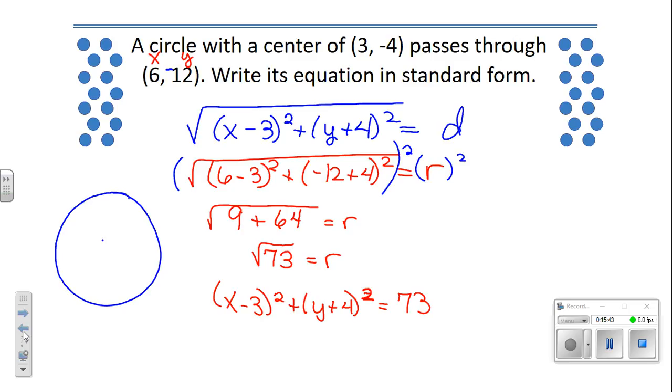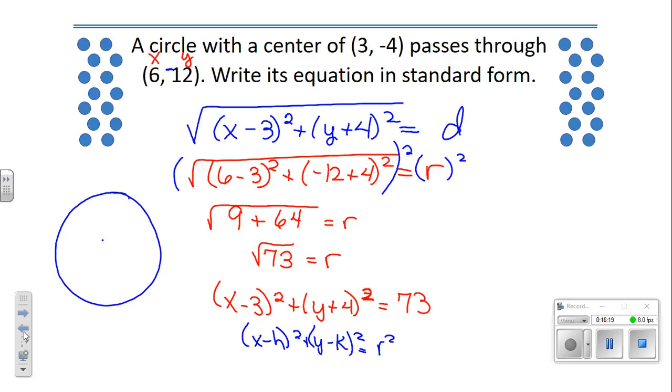Questions on this one? Suddenly the distance formula doesn't seem so hard, right? Okay. Wait, so why isn't it the square root of 73? Wouldn't the square root of 73 be the base? Because remember that x minus h squared plus y minus k squared equals r squared. It's already squared, so you leave it squared. You have to square your radius.